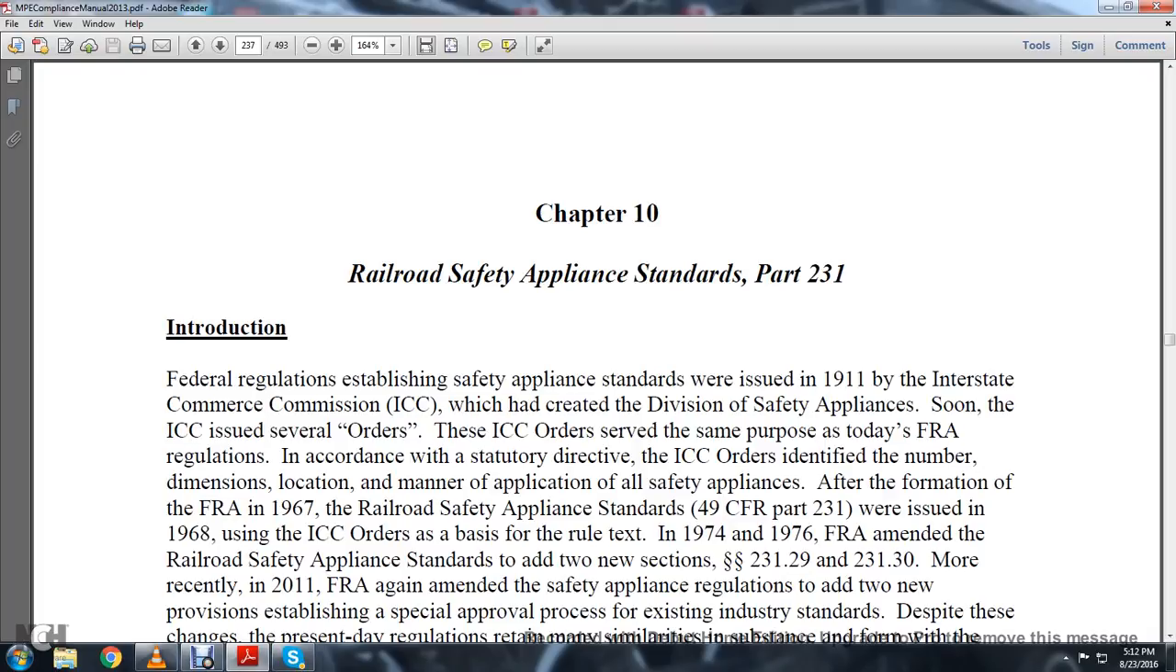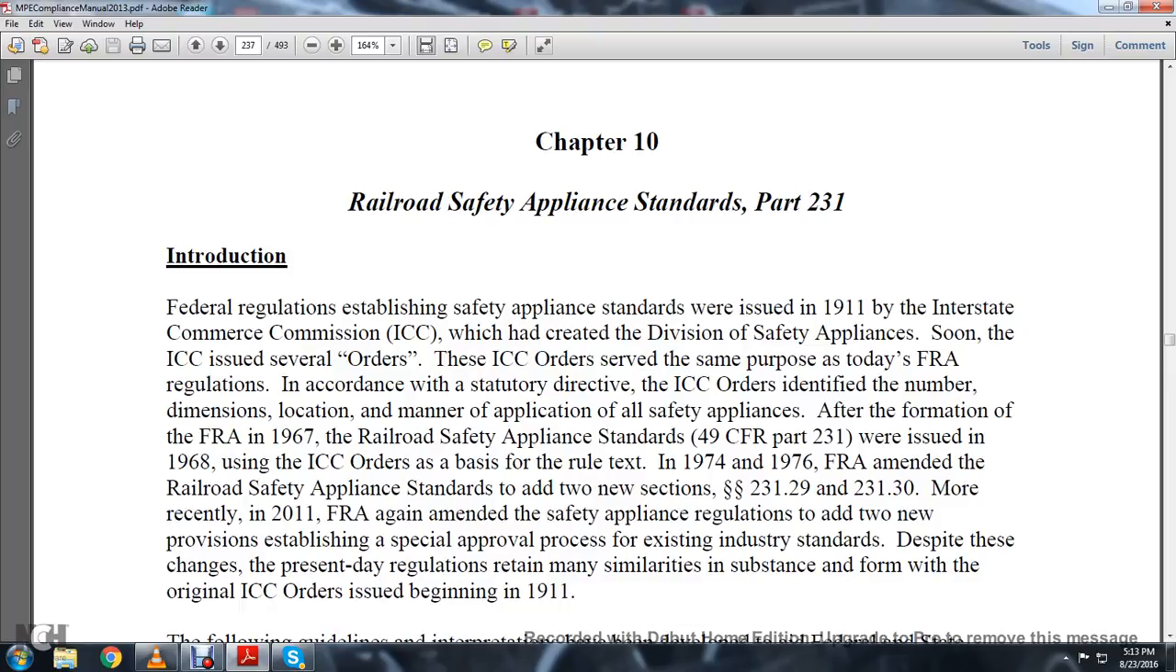In accordance with the statutory directives, the Interstate Commerce Commission orders identify the numbers, dimensions, location, and manner of application of all safety appliances. And after the formation of the FRA in 1967, the Railroad Safety Appliance Standards at Title 49 CFR Part 231 were issued in 1968, using the Interstate Commerce Commission orders as a basis of rule text. In 1947 and 1976, the FRA amended the Railroad Safety Appliance regulations to add new sections, 231.29 and 231.30.